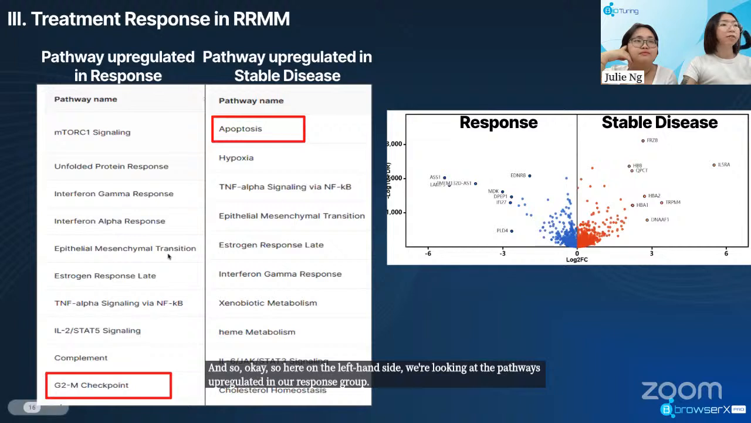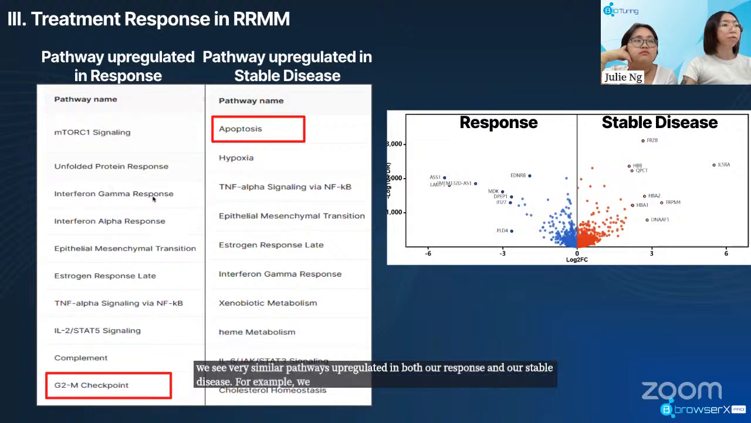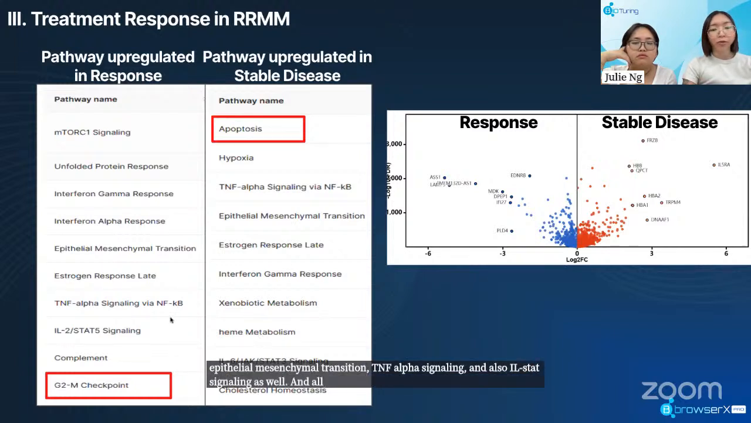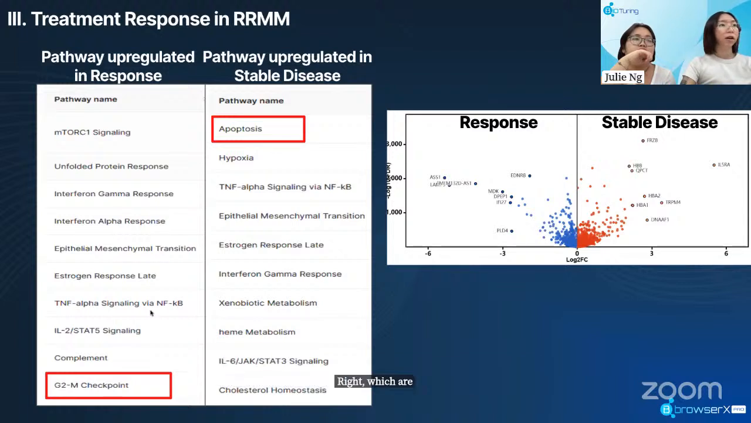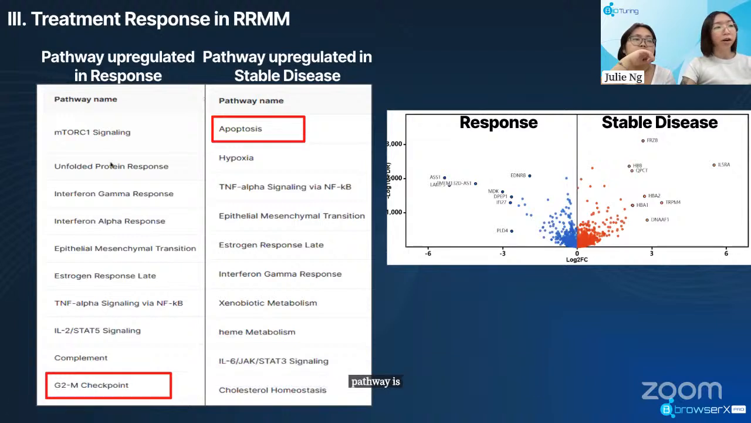We see very similar pathways upregulated in both our response and our stable disease. For example, we see interferon response, epithelial and mesenchymal transition, TNF alpha signaling, and also IL-STAT signaling as well. And all these pathways are related to immune evasion, right, which are drivers of cancer. However, when we look at the pathways that are specifically differentiated between the two conditions, we see that the G2M checkpoint pathway is upregulated in our response.